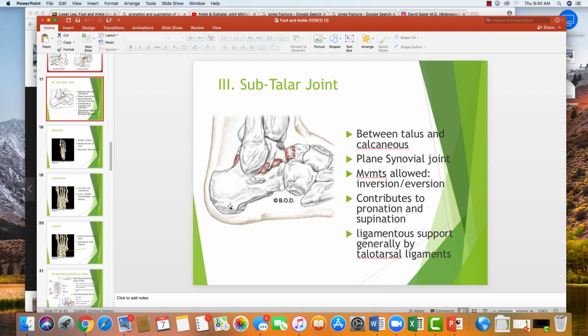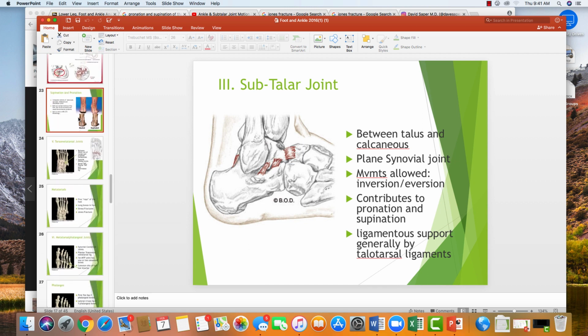So we look at the subtalar joint. Again, sub, below the talus, it's the calcaneus and talus. Gosh, I can't even talk right now, sorry. It's a plane synovial joint. And again, movements are inversion and eversion. So important for you to realize that and remember that. It contributes to pronation and supination, but as we showed just a bit ago, pronation and supination are very different from inversion and eversion. They're similar movements, but they're different. And then we've got the talotarsal ligaments that are supporting this joint.